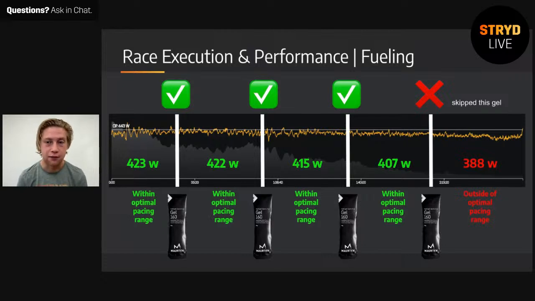Would that have helped me raise up my power splits throughout the entire race? And in this case, I definitely once again think I could have performed even better during this race, and I could have reached that optimum pacing range if I had consumed that final gel. So this is definitely a learning I'm going to take away from this race and apply it moving forward.